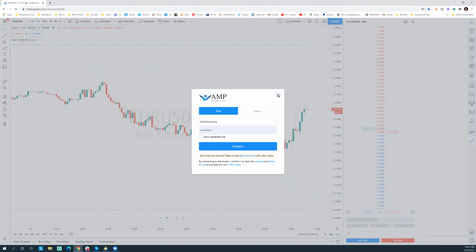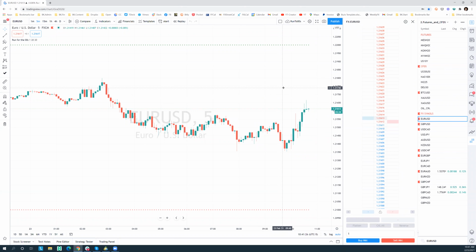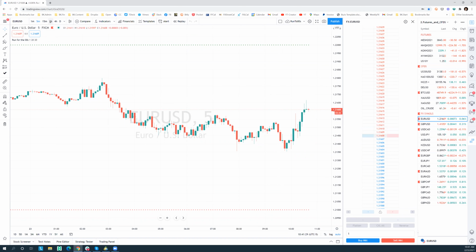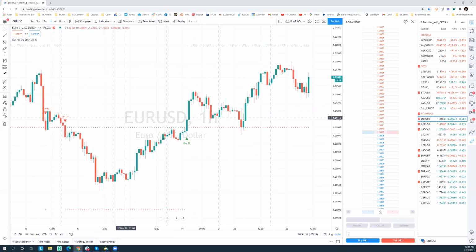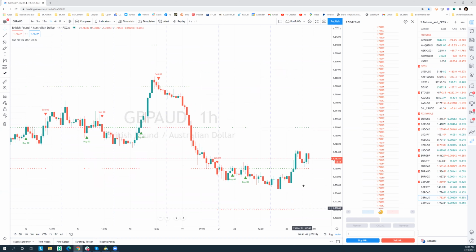Right, let's get out of here. And I actually like to put this on the 1 hour chart. Dollar Swiss and pound Aussie. Oh, pound Aussie is working. So I like to put this on the hour chart to give myself kind of strength of signal, right?